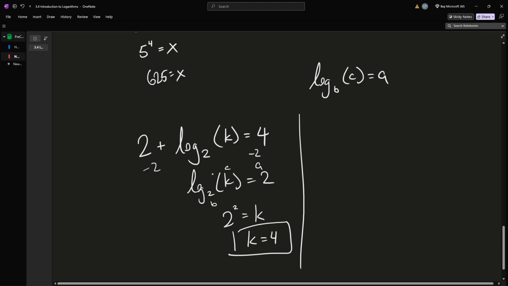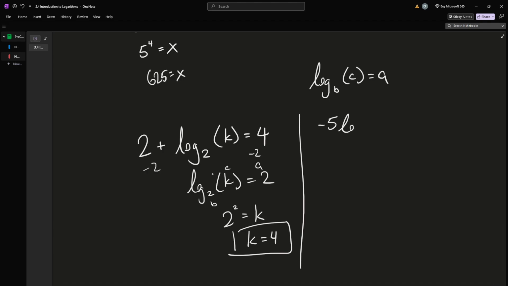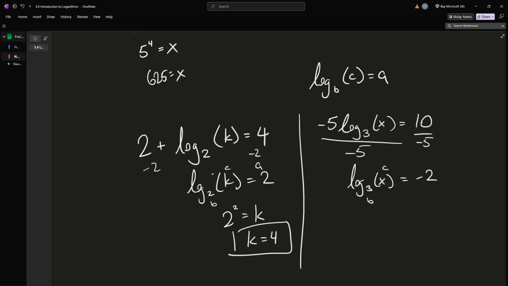And the last type of question that we'll go over is -5 times log base 3 of x equals 10. There is a way to solve this in the future, but for now, we want to stick with these rules and get rid of this -5 because it's still being multiplied and I still don't like that. So I must divide by -5. Log base 3 of x equals -2. B, c, a: 3 to the -2 power equals x. Or x equals 1/9.